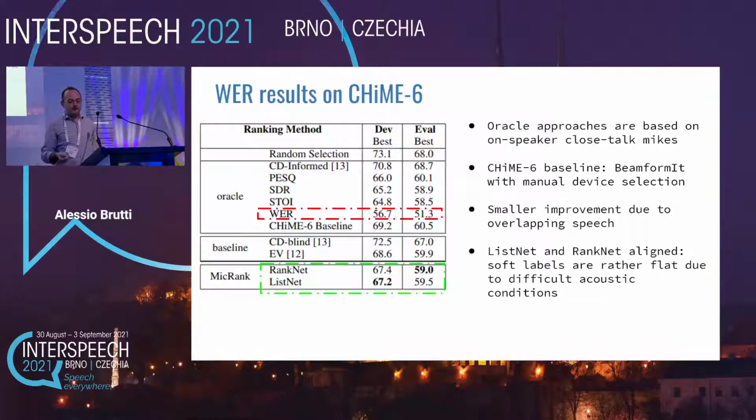A little bit disappointing here is that the STOI-based Oracle channel selection, where the STOI is computed using the close-talking signal, not the clean signal, because they're not available, performs better than our approach, than our methods. So here we look a little bit into that, and the main problem is the overlapping speech, which was not present in the synthetic data set. Here instead we have a lot of overlapping speech, in particular in the development set.